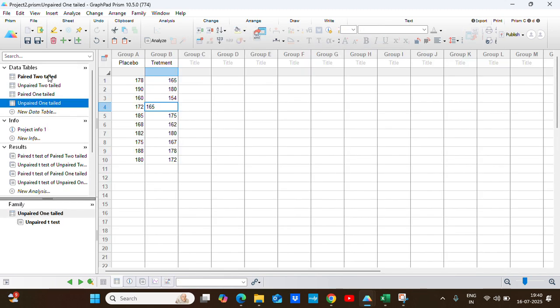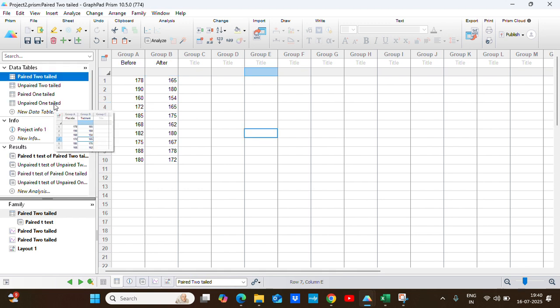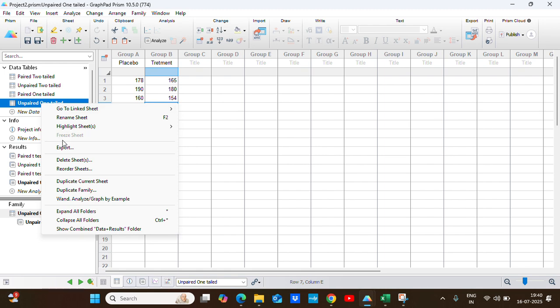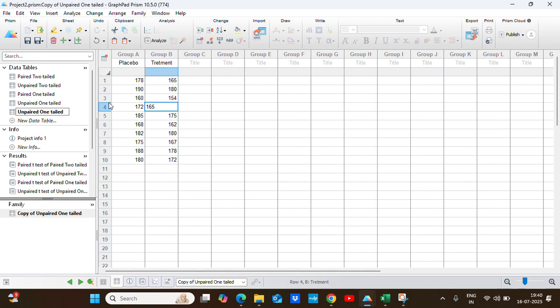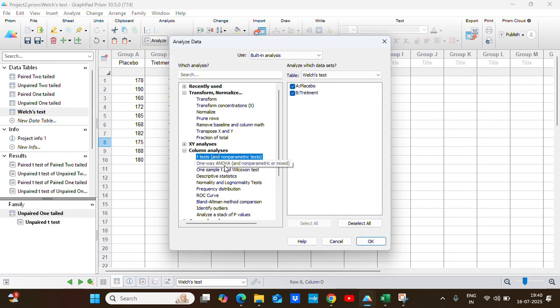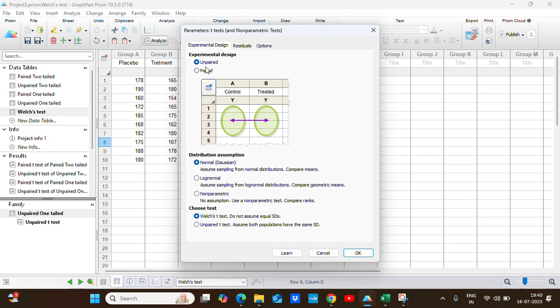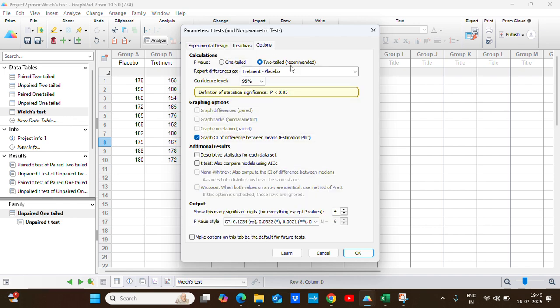Now in this old test, we assumed that for both sets of data our standard deviation is similar, our variation is similar. But what if our standard deviation is not similar? Then you have to use the Welch test. So suppose I am choosing this one, t-test. Okay, unpaired Welch test, do not assume equal standard deviation. Here also you can use either one tail or two tail. For representation I am choosing two tail.